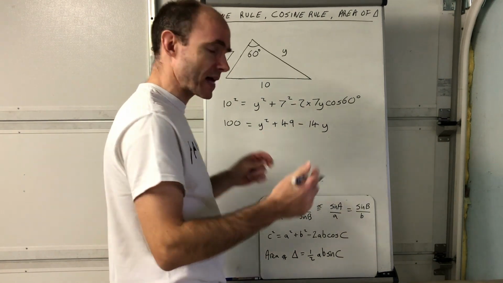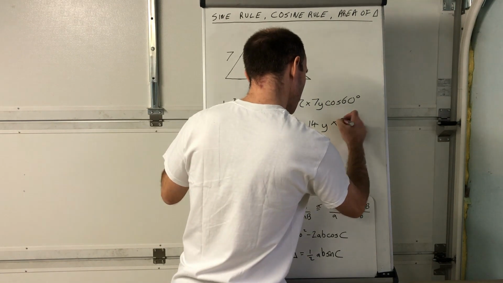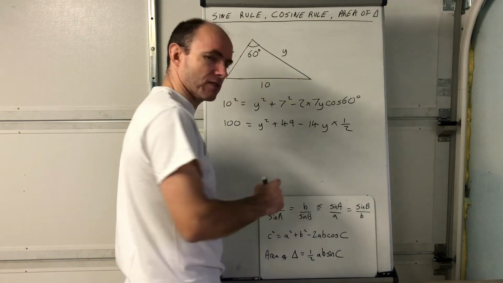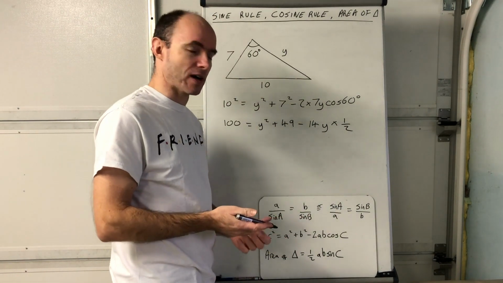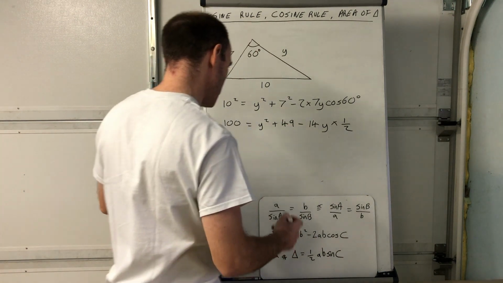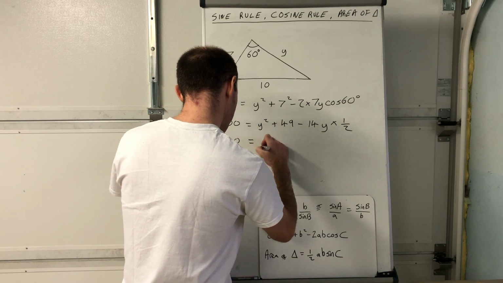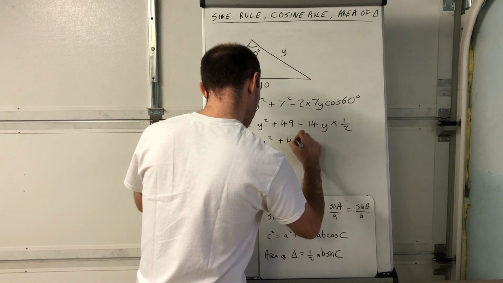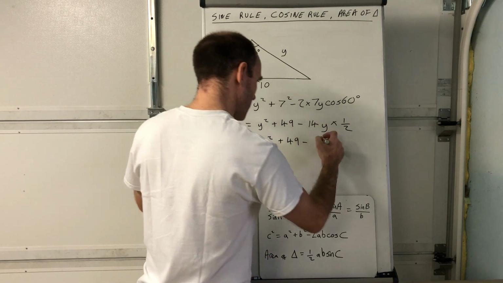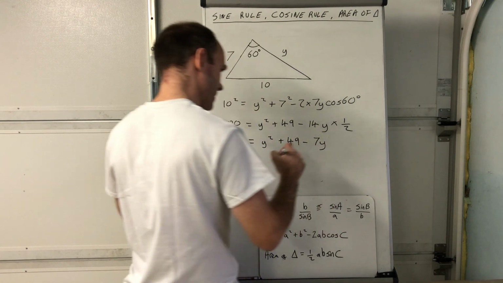Okay, so put it into a calculator if you want, or if you're in year 12 or 13, I'm kind of expecting you to know that cos 60 degrees is a half, so you can write it 1/2. Okay. So what that means is I can write one more line of simplification, y squared plus 49, and then 14y times a half is just 7y, like that, okay?